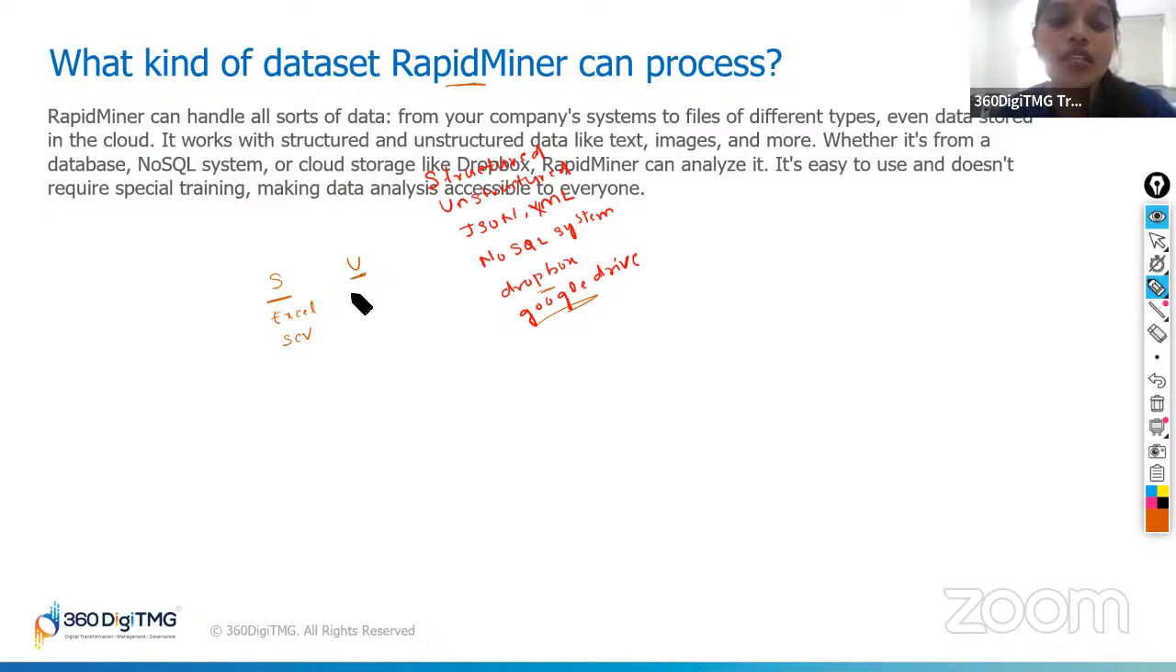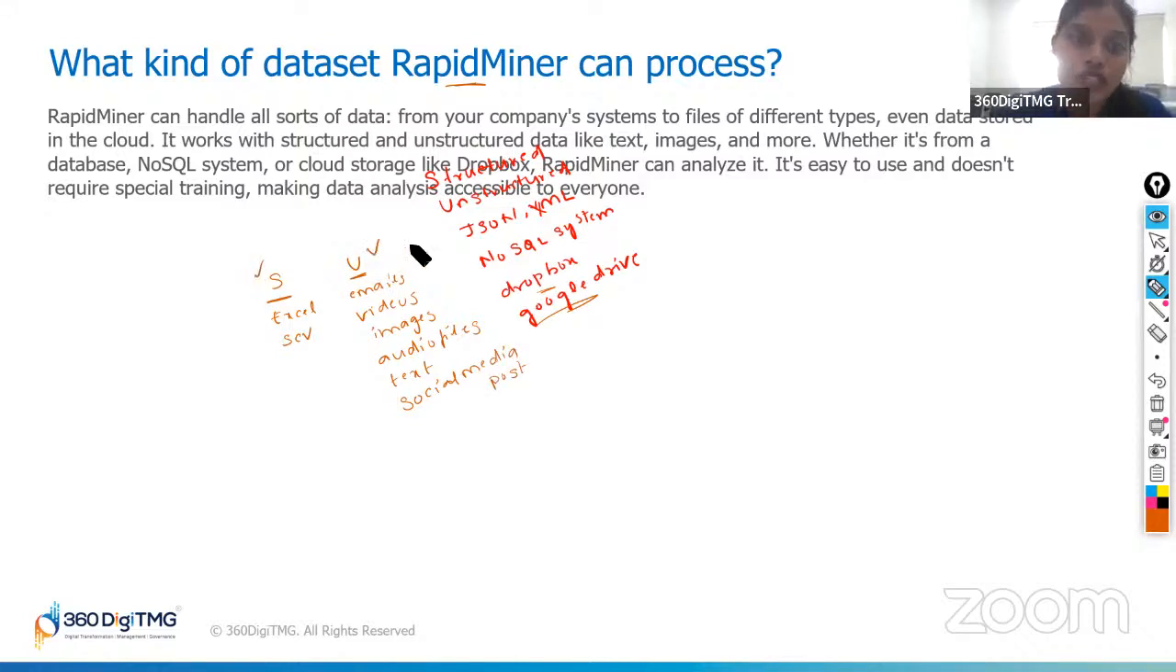So this includes emails, videos, images, audio files, text documents, and also social media posts. Everything comes under unstructured data. So with the help of RapidMiner, we can connect to these files, unstructured data, and different types of file formats. And we can also analyze the data on NoSQL systems, as well as the Google storage devices like Dropbox and Google Drive. Okay, this is very much useful.